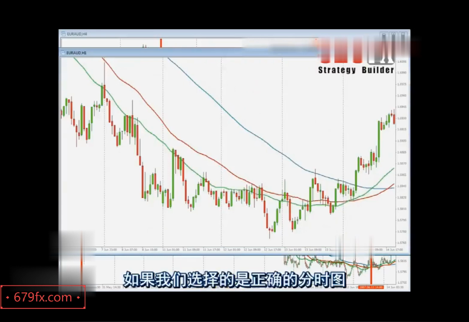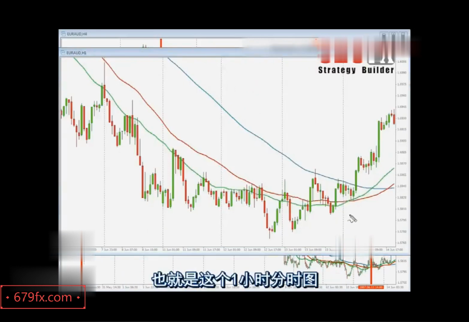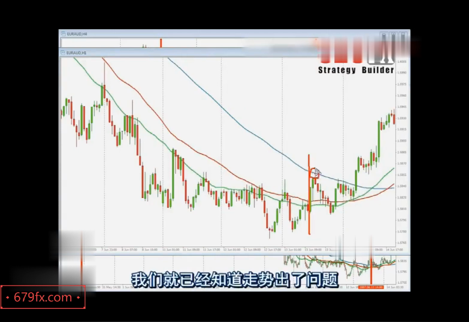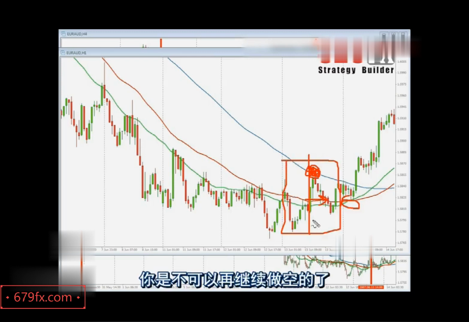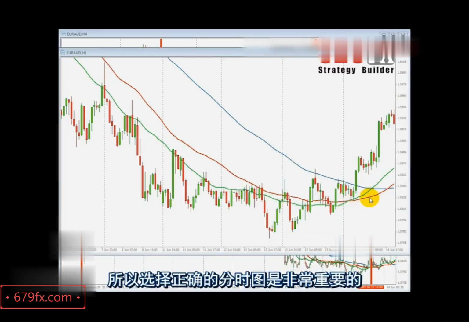Now, if we were looking into the right time frame, the 1 hour time frame, at this precise time, we already knew that something was wrong with this chart. The 100 is breached, moving averages flattening out, crossover, etc. A number of conditions are falling out of place, one after the other, and at this time you don't want to be searching for short opportunities anymore. Bang. It would have been a losing trade. This is the importance of following a trend on the right time frame.